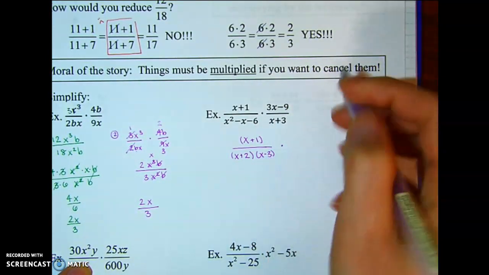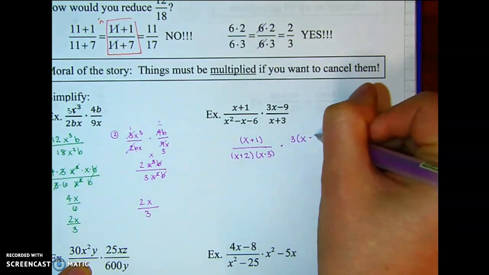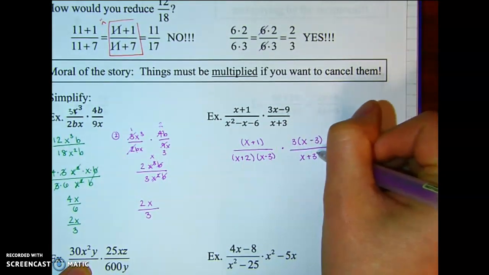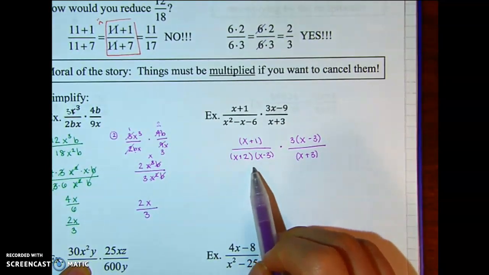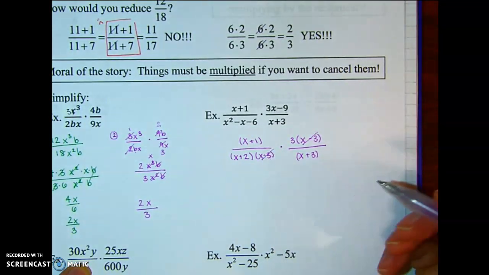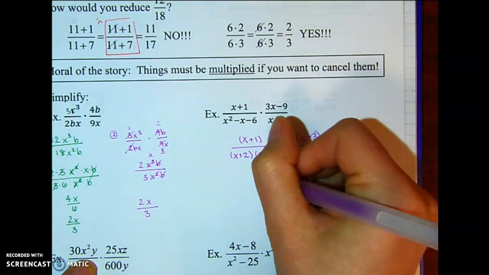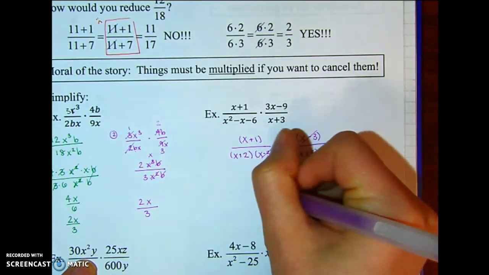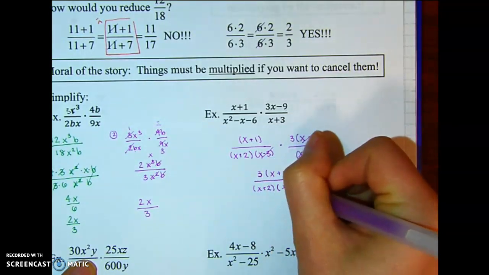We can factor out a greatest common factor here, so that's going to be a 3, and we're left with x minus 3. Down here we have an x plus 3. Now things only cancel if it's a numerator and denominator type situation. So this x minus 3 will cancel with this x minus 3. So then our final answer will be 3 times x plus 1 over x plus 2 times x plus 3.